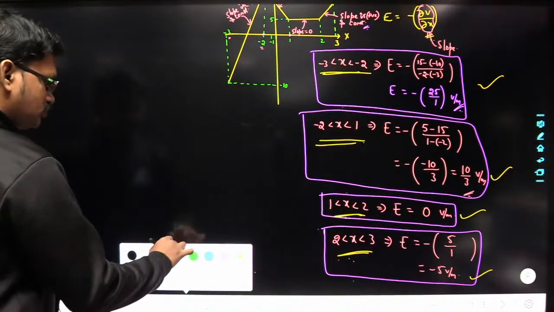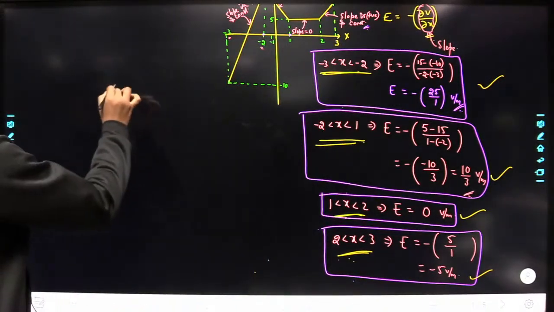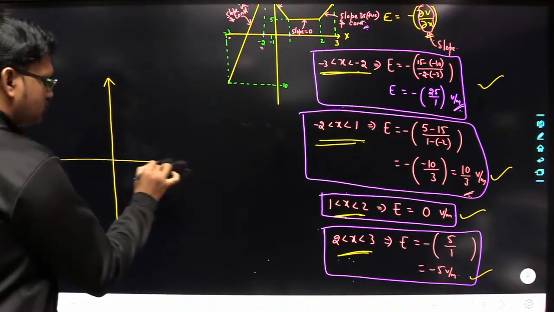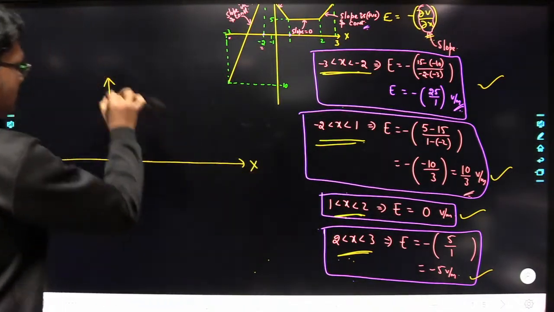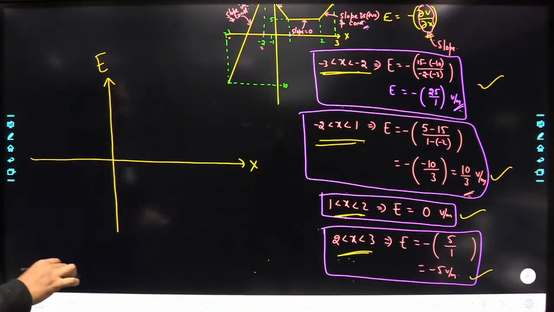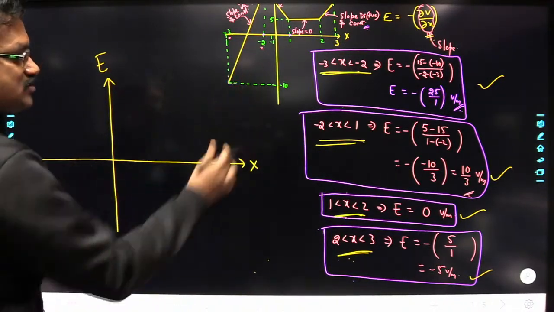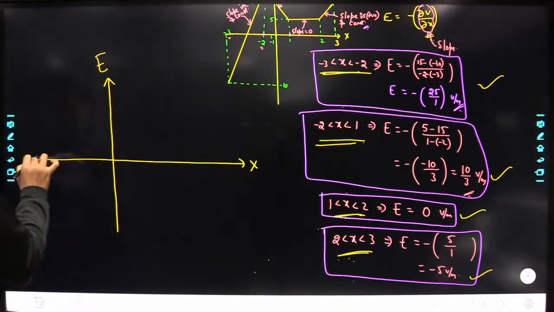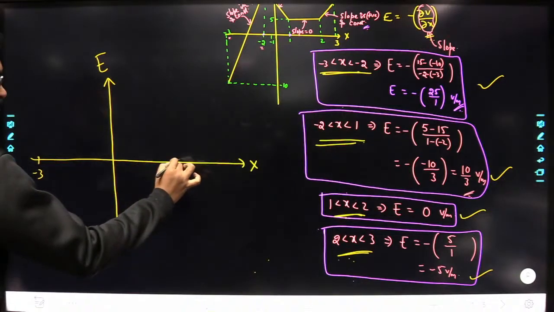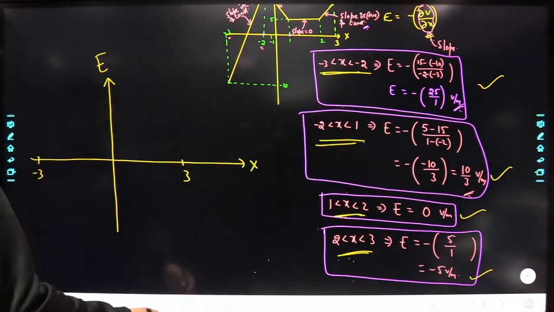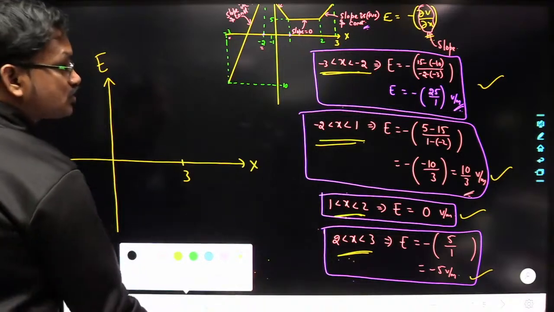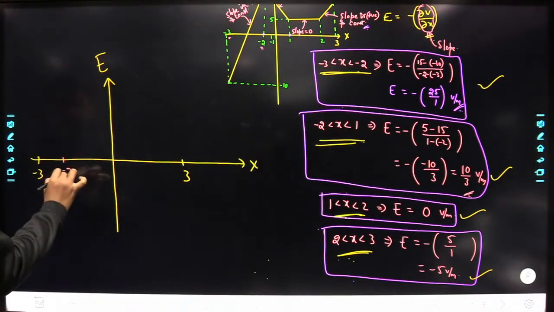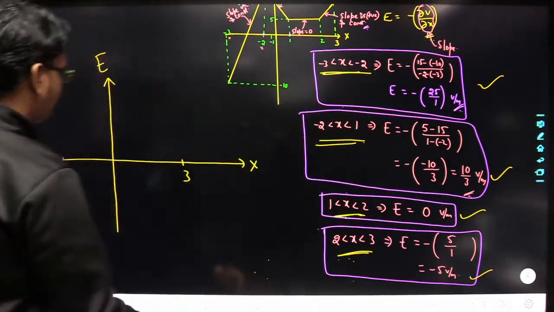Now if we try to draw the graph of electric field here, what are you going to get? Let us say this is x and this is electric field. From where to where do you want the graph? Minus 3 to plus 3. So from minus 3 to minus 2, the electric field is minus 25 volt per meter.